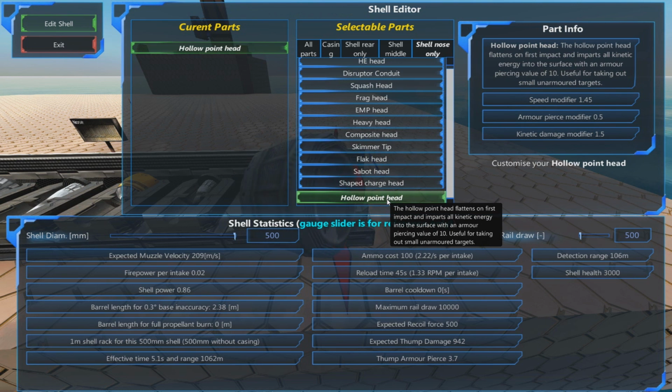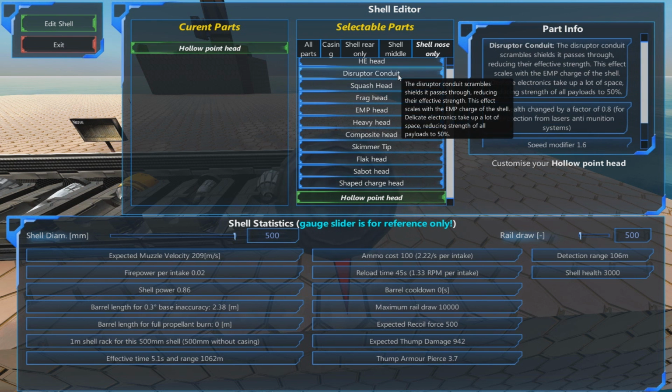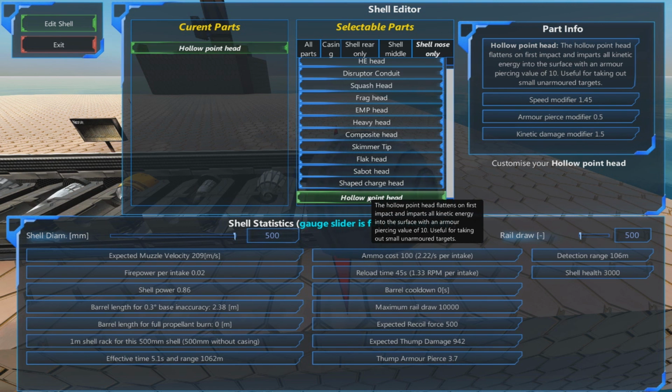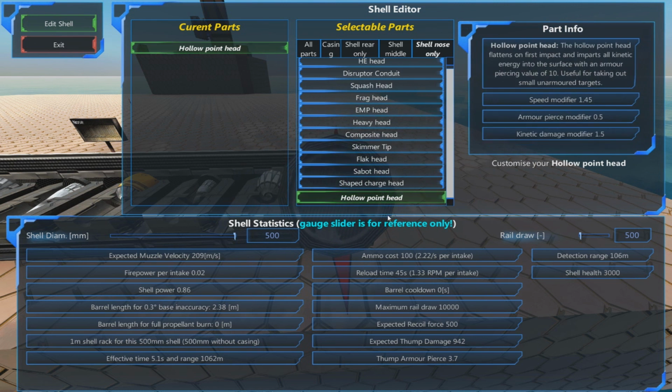So, they actually work quite well with EMP, because if you have an EMP shell and you don't want to use disruptive conduits, you can stick a hollow point on the front, and even if it does terrible kinetic damage, it basically acts like an effective inertial fuse. If you have an inertial fuse on it, it might trigger against a shield, and that's no good anyway. So, yeah, hollow point EMP is one of my favorite shells. It's not fantastic, but it's one of my favorites.